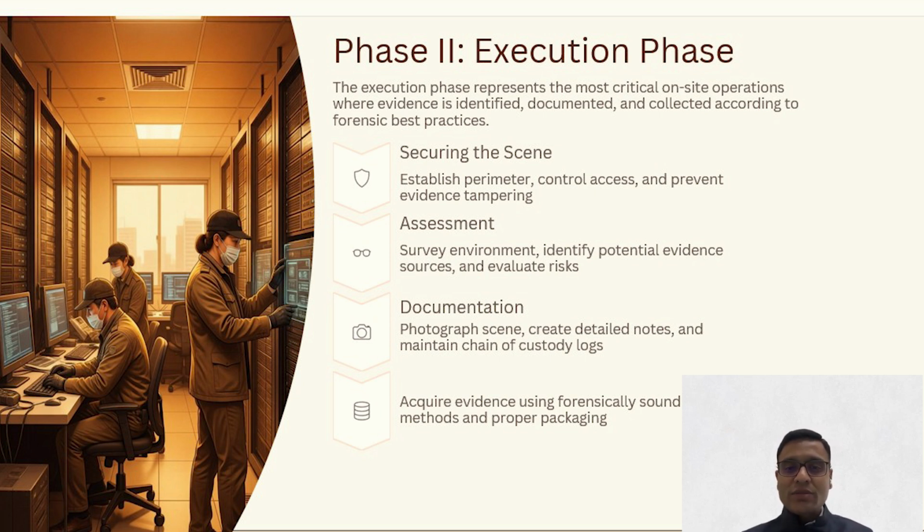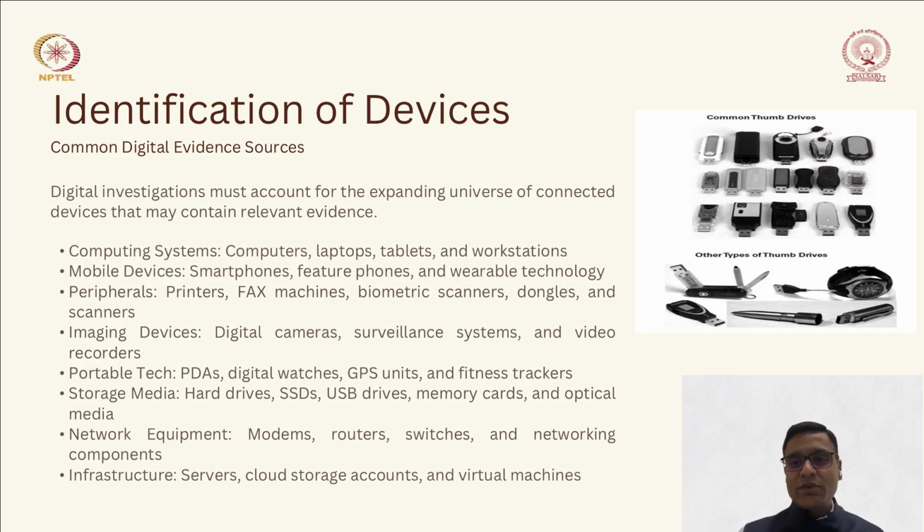The first step is to document the entire scene of crime, doing a broad photography, then getting inside the area, then covering all the aspects of the photography and the videography, and the creation of a detailed note of what is found there. So the identification becomes very, very critical because you have only one chance.